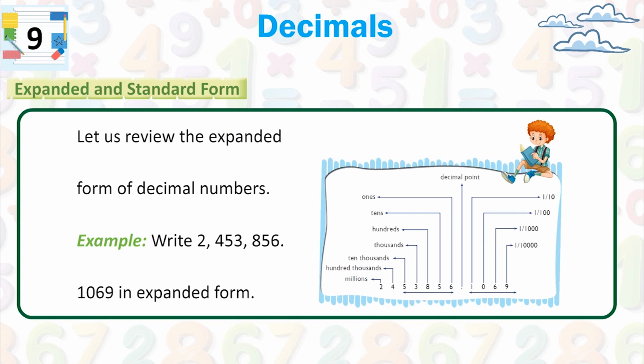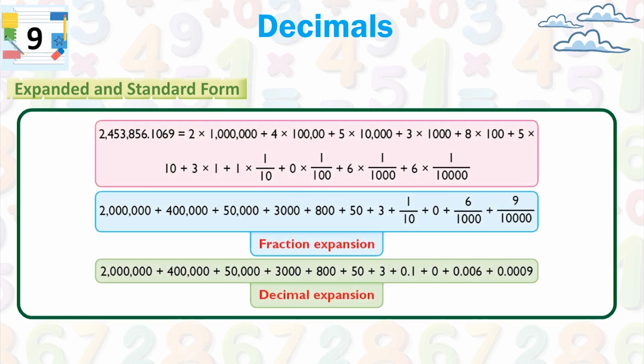Example, write 2,453,856.1096 in expanded form. 2 millions, 4 hundred thousands, 5 ten thousands, 3 thousands, 8 hundreds, 5 tens, 6 ones. Decimal point. 1 one-tenth, 0 hundredth, 9 thousandth, 6 ten-thousandth.